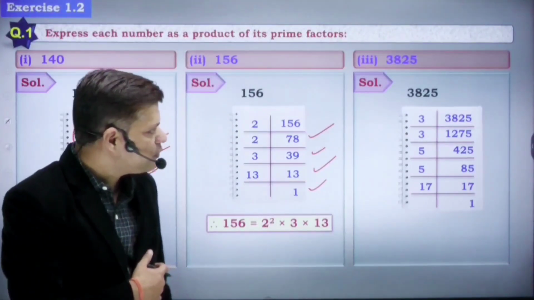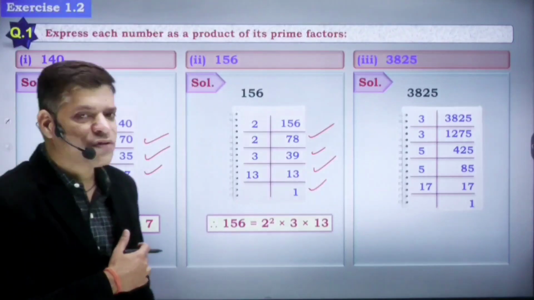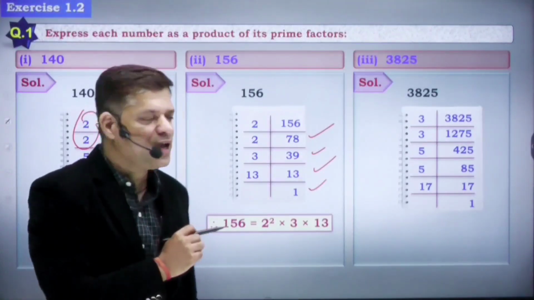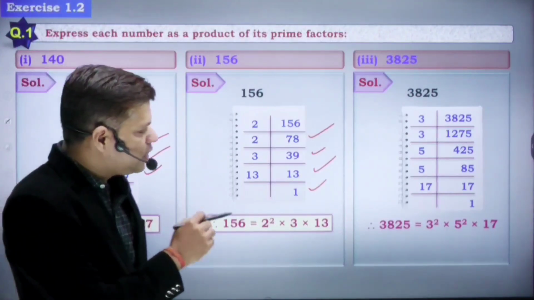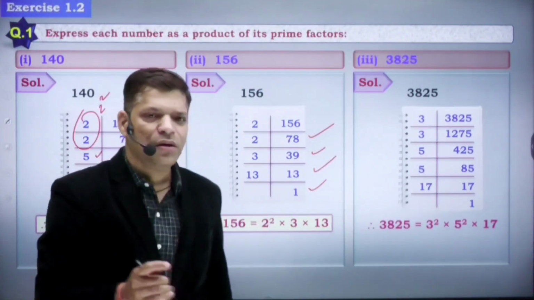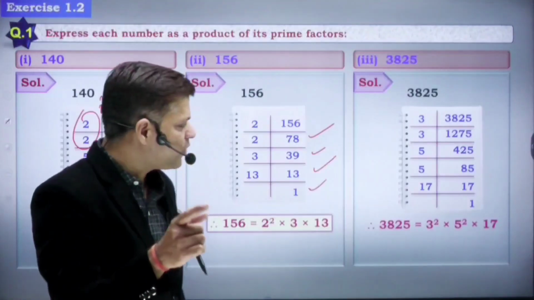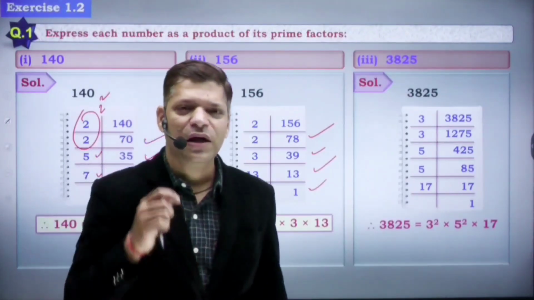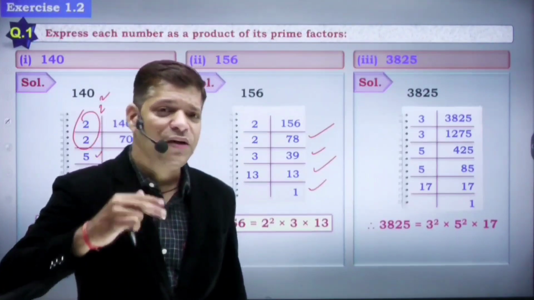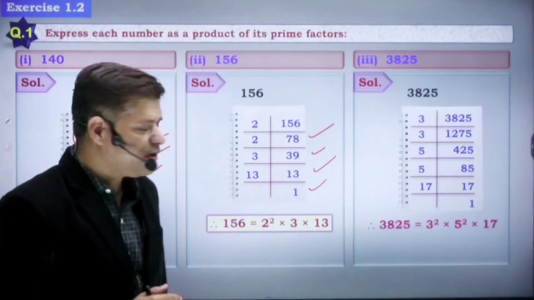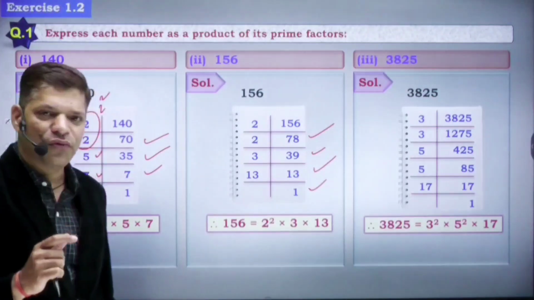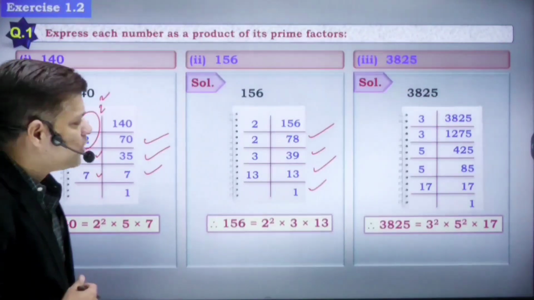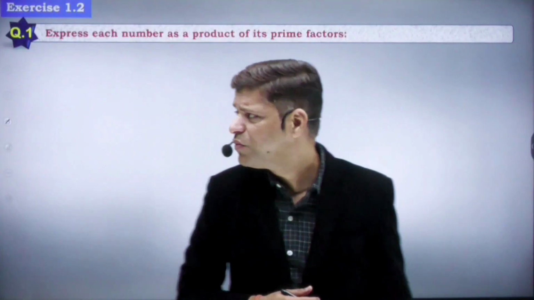So here we found that the prime factorization of 3825 will be equal to 3 square into 5 square into 17, because 3 is coming 2 times and 5 is also coming 2 times. So that's why 3 exponent 2, 5 exponent 2 into 17, right? So this is the prime factorization of 3825. So we see the next question based on this one.